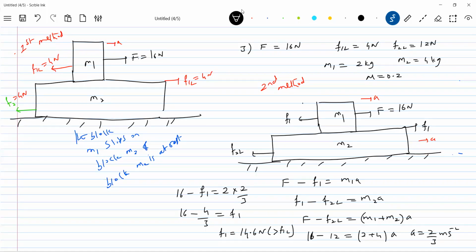look at the friction force, how much it is. Look at the frictional force. Is it greater than limiting? It cannot be greater than 4 Newton, no? But I got more than 4 Newton. So what does it mean? That situation, what you assumed, is not possible. And what about the first method? Yes, it can happen.